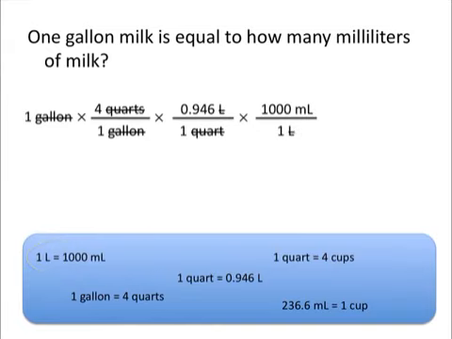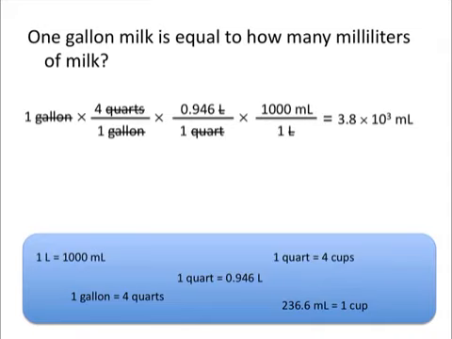Now, in order to finish the problem, we'll take our 1 and multiply by all of the numerical values on the top of our fractions, and then divide by all of the numerical values on the bottom of our fractions. This would tell us that 1 gallon of milk is equal to 3.8 times 10 to the third milliliters.